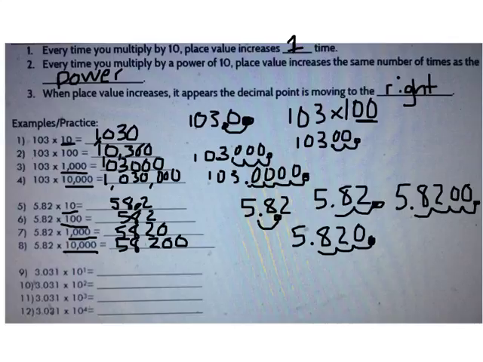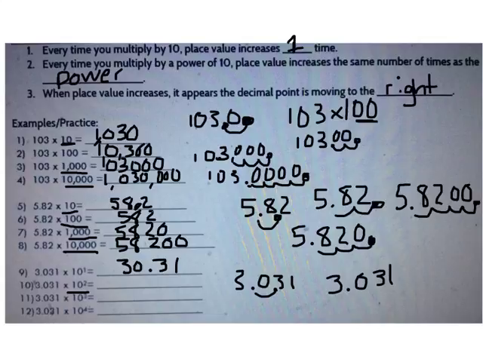Now you try a few. 3 and 31 thousandths times 10 to the first power. Go ahead and do that problem now. Well, place value increases once, so the correct answer is 30 and 31 hundredths. Now do 3 and 31 thousandths times 10 to the second power. Well, this time place value increases twice, so the decimal moves twice to the right. The answer is 303 and 1/10.